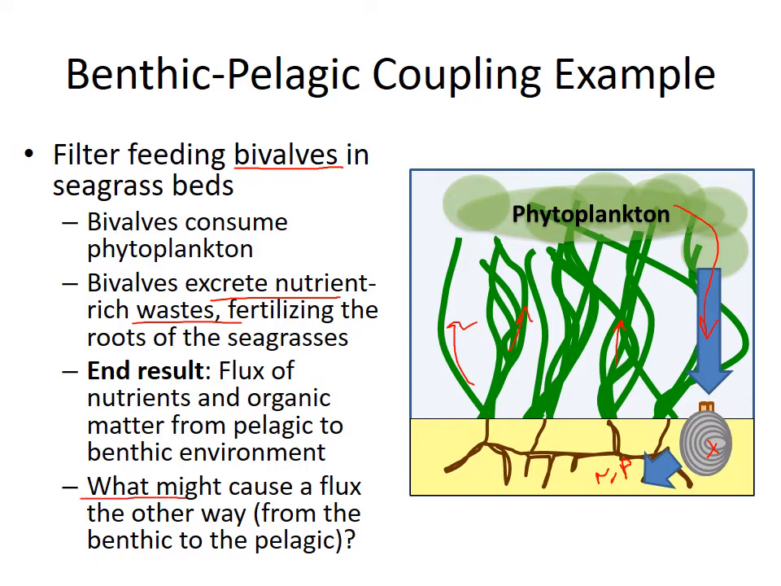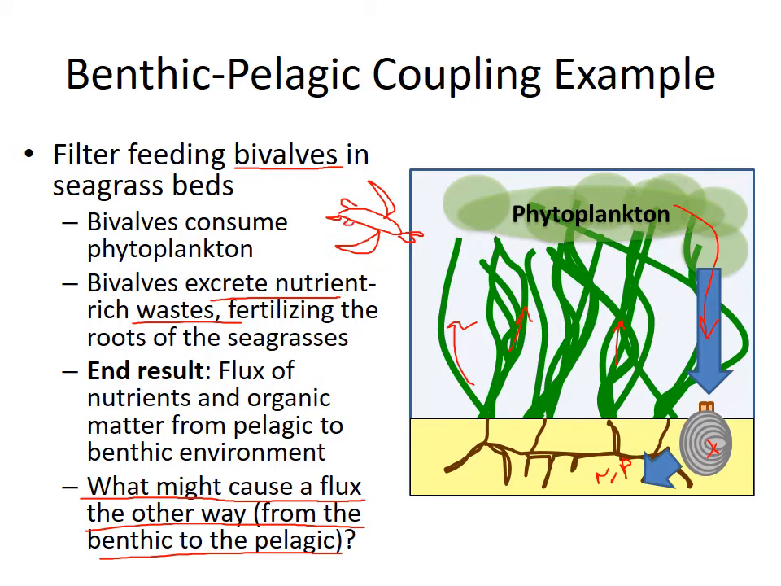What I might ask you to think about is what might cause a flux the other way. So we've sort of transferred organic matter from the pelagic environment into the benthic environment by turning what was once phytoplankton into nutrients and then into seagrass through this interaction chain. What's a way that the seagrass organic matter could then stimulate pelagic primary productivity? Well, one possibility is that something like a sea turtle could come and eat the seagrass.